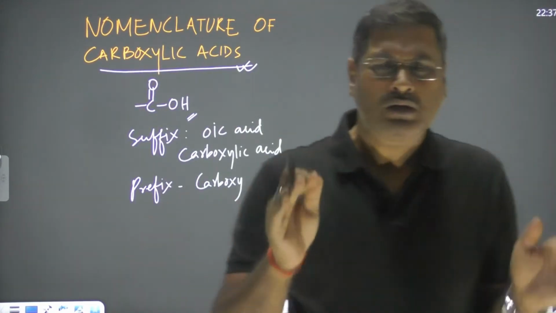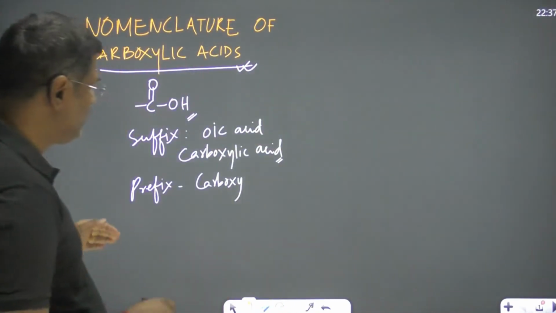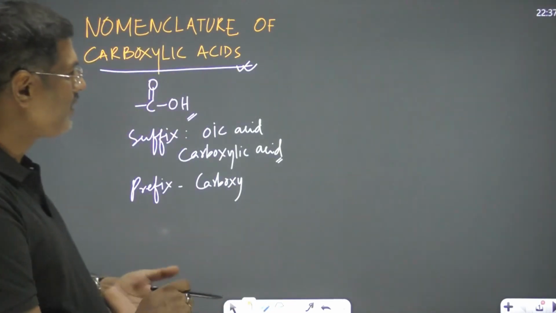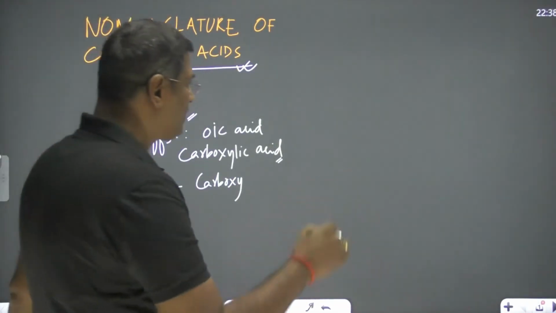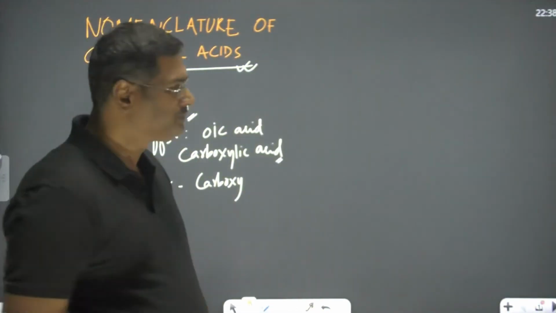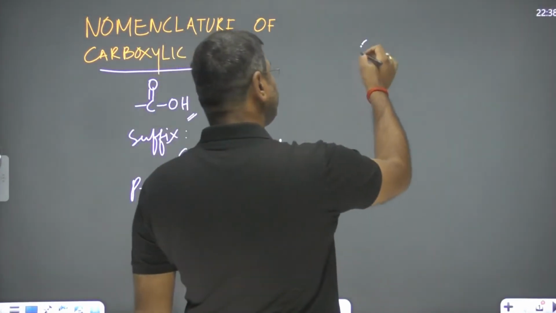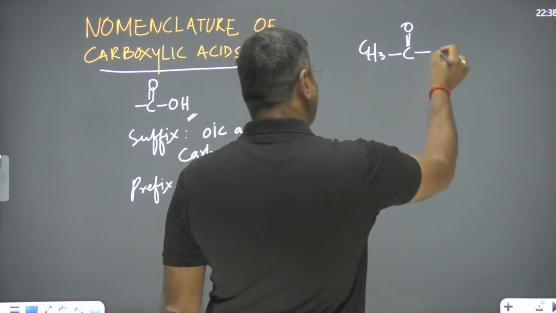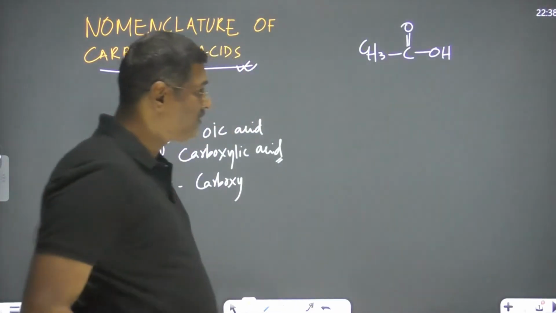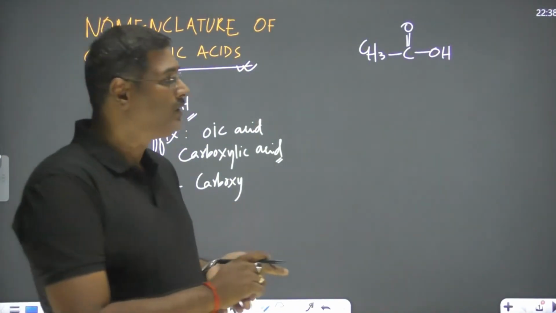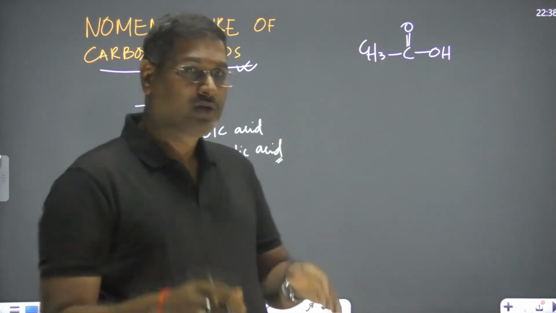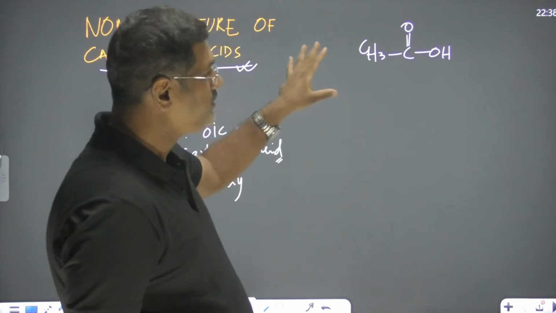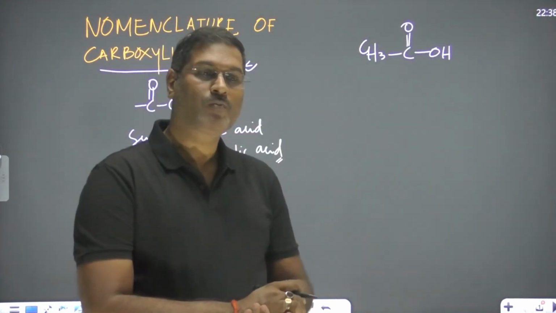The best way to deal with nomenclature is to start with an example so that you will understand it better. I'll start with one very basic example, CH3 C double bond O and OH. In this compound, the COOH structural unit is present. This is the carboxylic acid. How is it named?